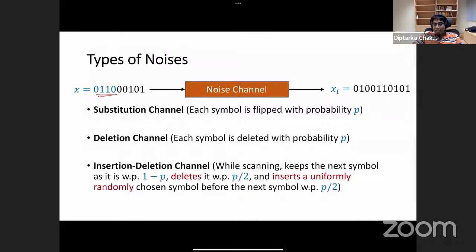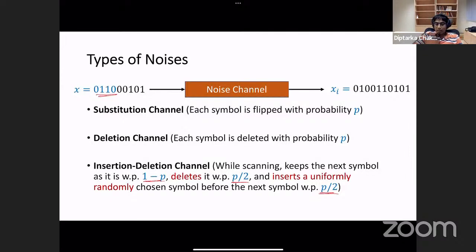And an even more challenging one is the insertion-deletion channel, where you delete some character with probability p/2. You can also insert some randomly chosen symbol with probability p/2. And with the remaining probability, you keep the symbol as it is.